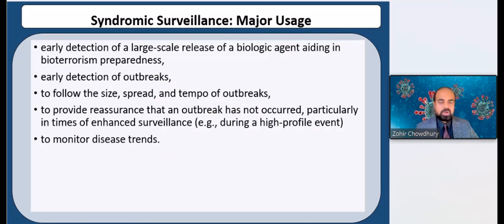So the major usages of syndromic surveillance are shown in here. Early detection of large-scale release of biological agents, aiding in bioterrorism preparedness, and early detection of outbreaks in general. Another use is to follow the size, spread, and tempo of outbreaks. Also to provide reassurance that an outbreak has not occurred, particularly in times of enhanced surveillance during a high-profile event, for example. Also to monitor disease trends.